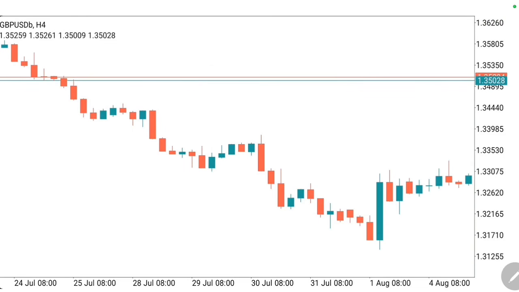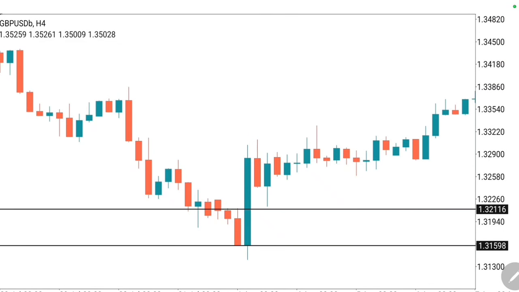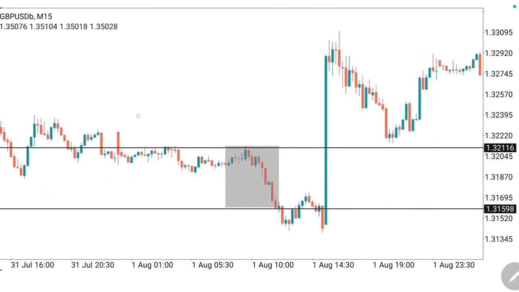Okay, so let's look at an example. Look at this GBPUSD H4 time frame. You can see here, this is the higher time frame H4 zone. If you step down to a lower time frame, you would see that this is the high of the higher time frame candle on the low. The market broke down but did not give a bearish continuation.